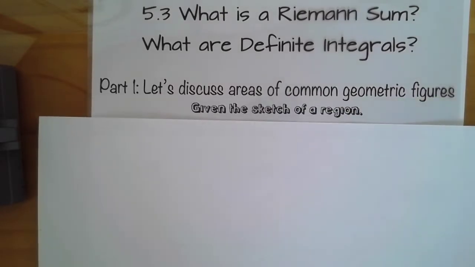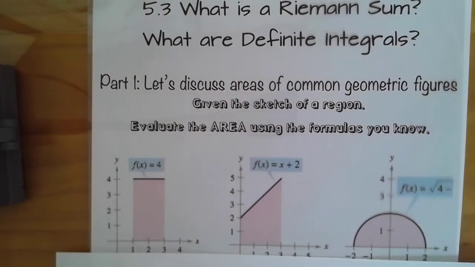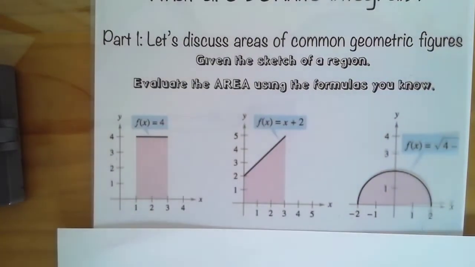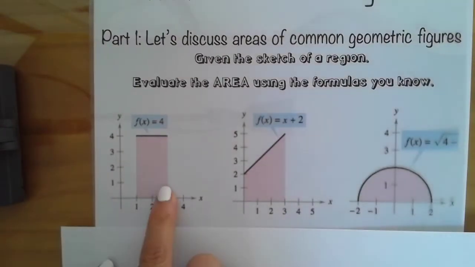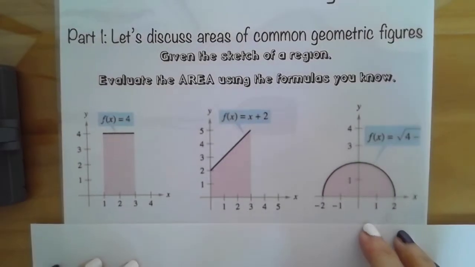I'm going to give you a sketch of a region that you should know how to find the area of. For example, these three figures. These are polygons that you know how to find the area of, more or less. This is a rectangle, this is a trapezoid, and this is your classic circle.